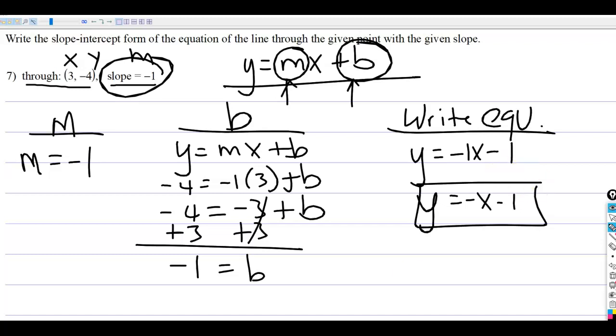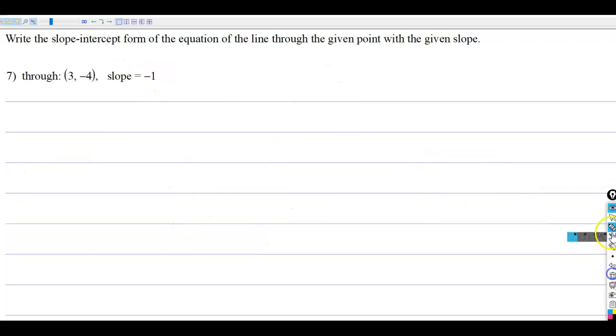Okay, so that's how we find the equation of a line with a slope and a point. Let's take a look at another version of this question. Sometimes they'll ask you to do the same thing, but they'll just give you 2 points. When that happens, you have a little bit more work to do to find your slope.